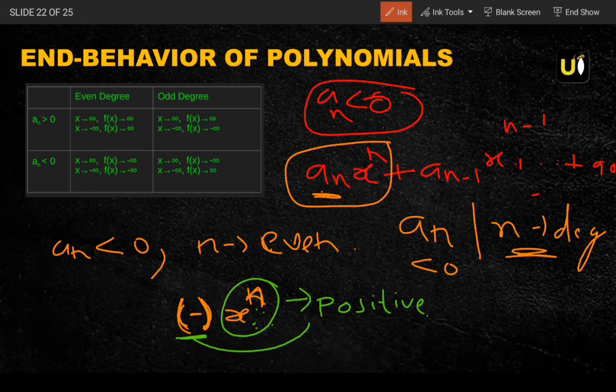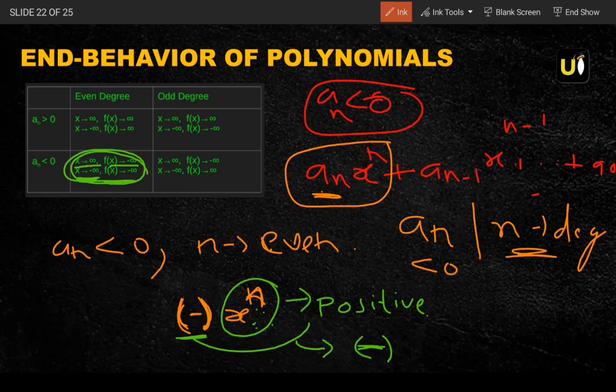Okay? Remember, just 2 points you have to remember. The end behavior is always decided by the leading term. And the 2 conditions that you have to check are whether the coefficient of the leading term is positive or negative, and whether the degree of the polynomial is even or odd. So these are the 4 conditions of the end behavior of a polynomial.